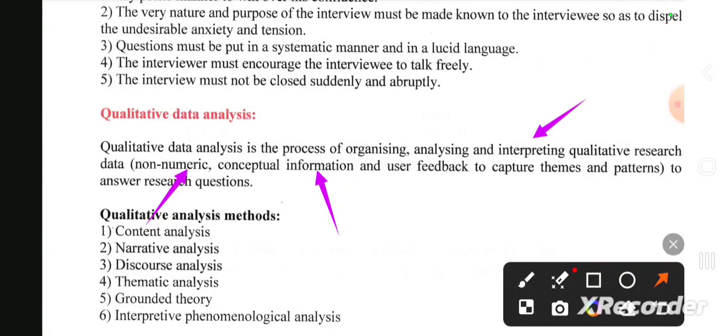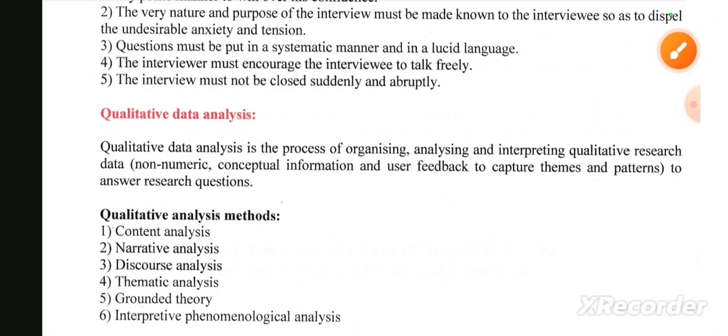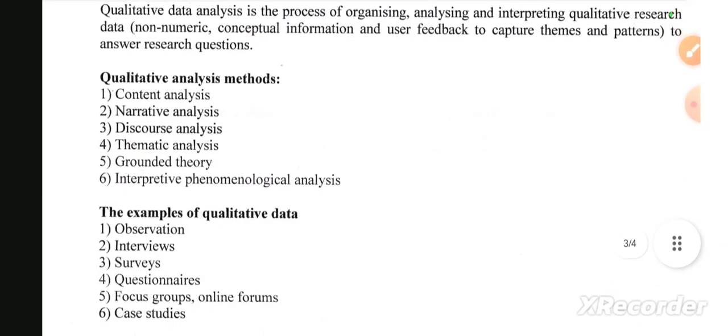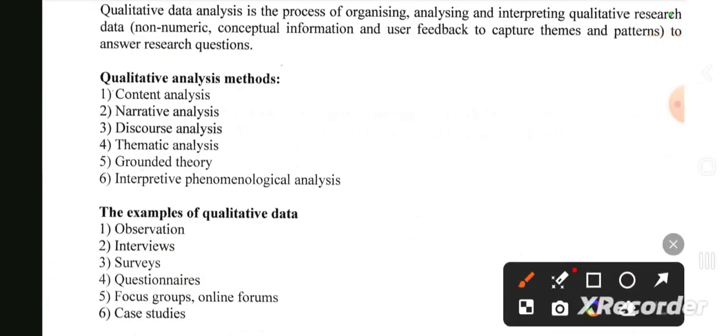In qualitative data, the information which we have collected is representative of the quality of that individual or the society. For example, a person may be sick or a person may be healthy. Sick and healthy are the qualities of an individual. Likewise, there are the qualities of a society. So in qualitative data analysis, the data which we have collected is non-numeric in nature.